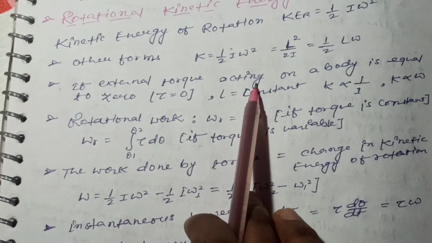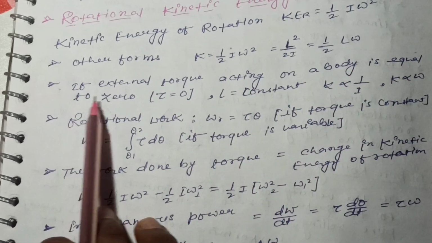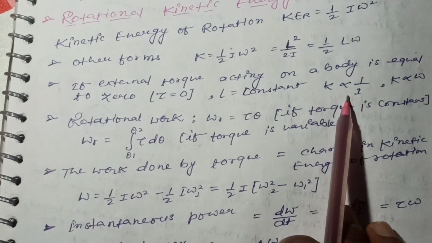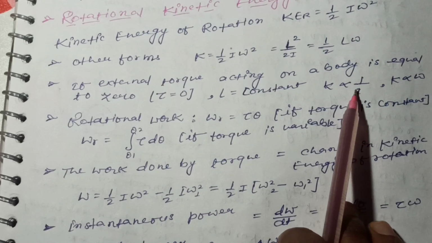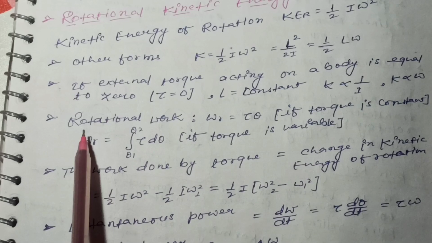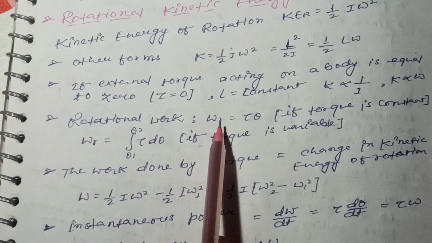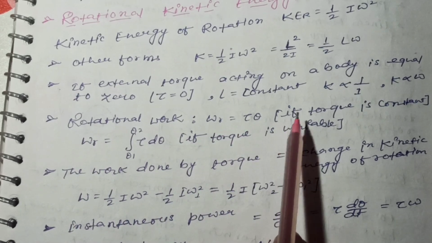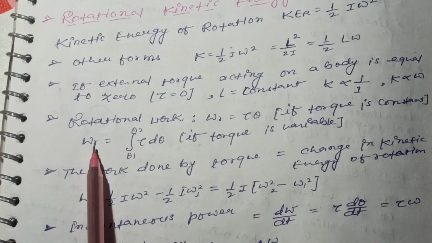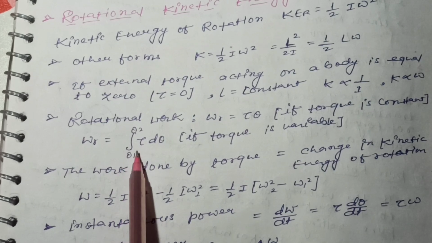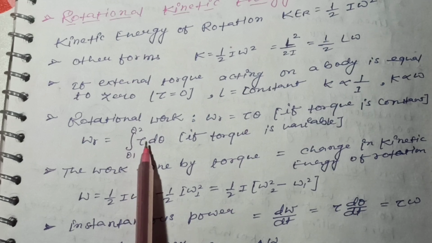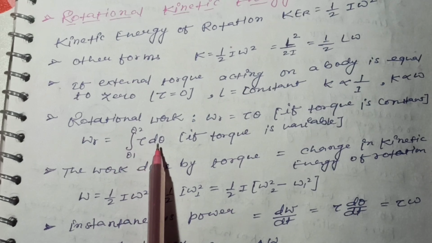If external torque acting on a body is equal to 0, then torque is equal to 0 and L is constant. K is inversely proportional to I, and K is directly proportional to omega square. Rotational work W_R is equal to torque times theta. If torque is constant, W_R is equal to the integration from theta 1 to theta 2 of torque d theta.